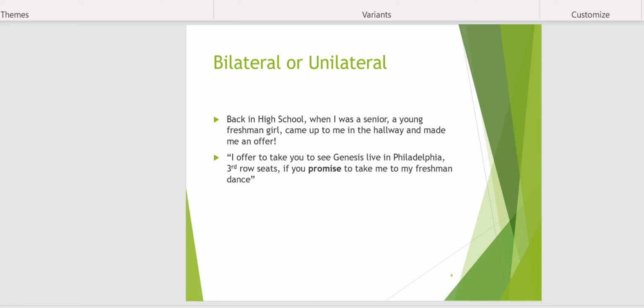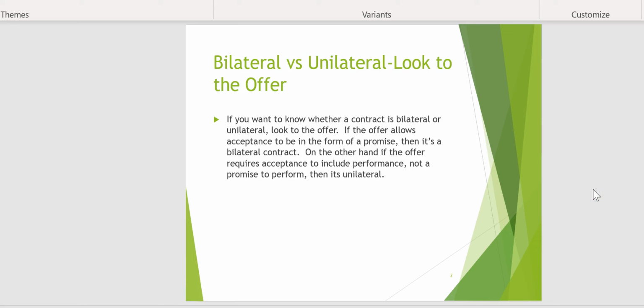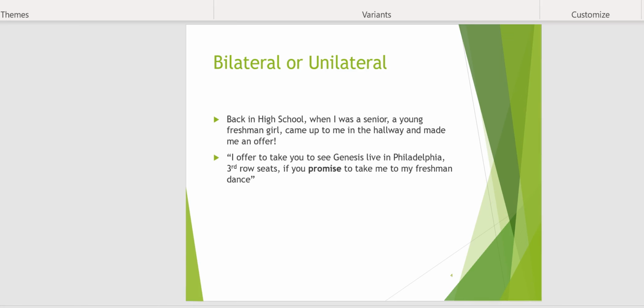What's different this time? Remember, if you want to know whether a contract is bilateral or unilateral, look to the offer. If the offer allows acceptance to be in the form of a promise, then it's bilateral. And what's the offer say this time? "I offer to take you to see Genesis live in Philadelphia if you promise to take me to my freshman dance." Aha. So I don't have to take her first. All I have to do is promise to take her.